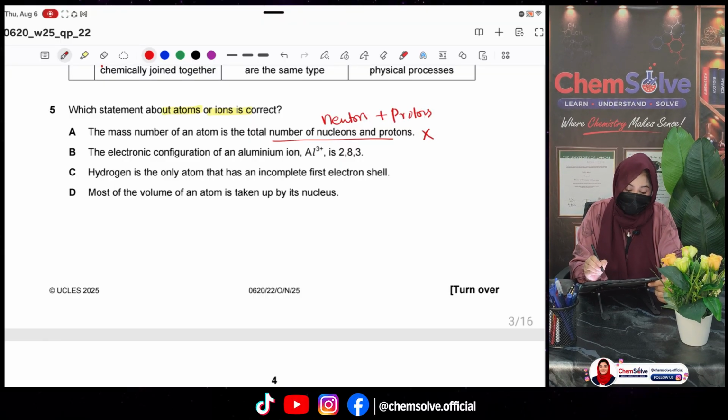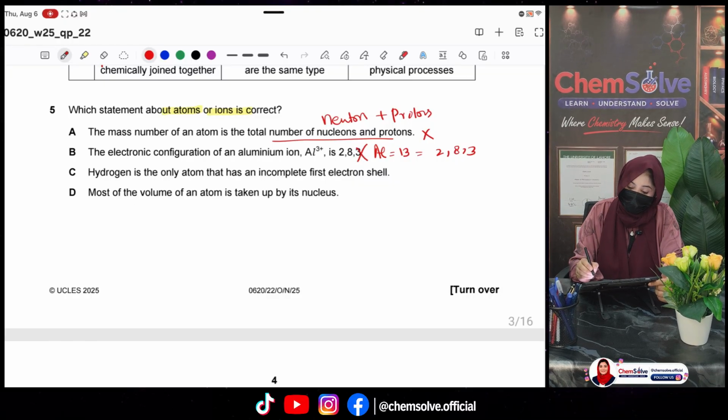So this is wrong. The electronic configuration of aluminium Al positive 3 is 2,8,3. Aluminium has 13 electrons, so it is 2,8,3. And when it forms Al positive 3, it means it has lost 3 electrons. When it loses the 3 electrons, it would have only 2,8 electronic configuration.